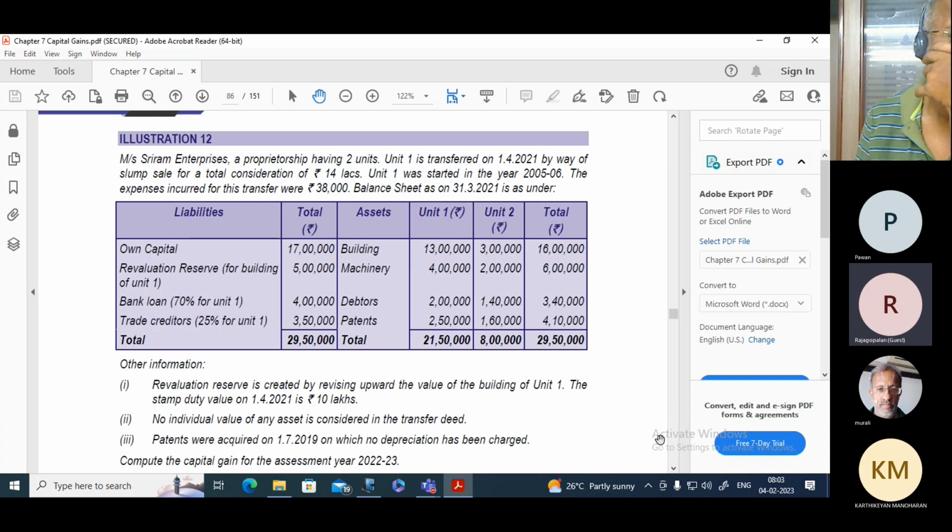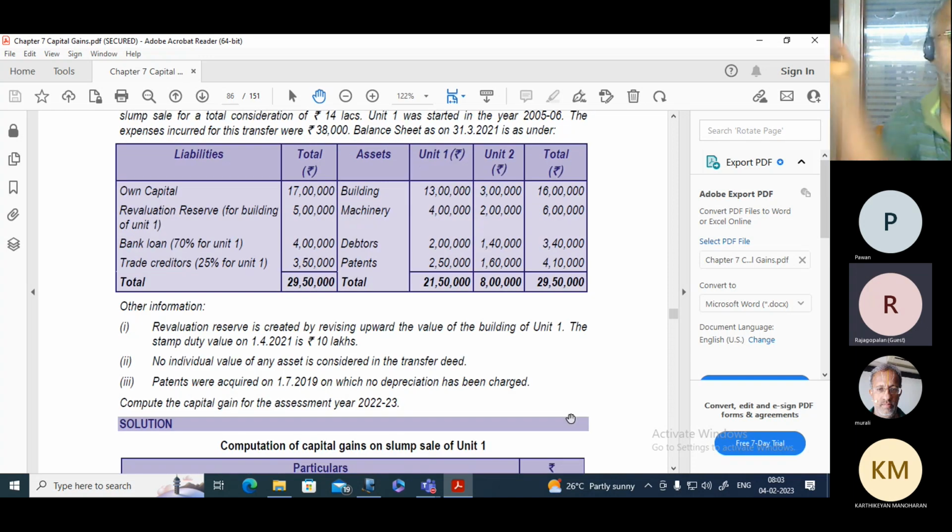Balance sheet as on 31st March 2021 is as under, liabilities and assets: own capital, revaluation reserve for building, bank loan (70% for unit 1), trade creditors (25% for unit 1), building, machinery, debtors, patents. Other information: revaluation reserve is created by revising upward the value of building of unit 1. The stamp duty value on 1/4/2021 is rupees 10 lakhs. No individual value of any asset is considered in the transfer deed. Patents were acquired on 1/7/2019, on which no depreciation has been charged. Compute the capital gain for the assessment year 22-23.